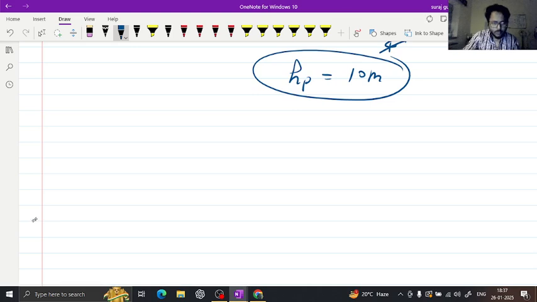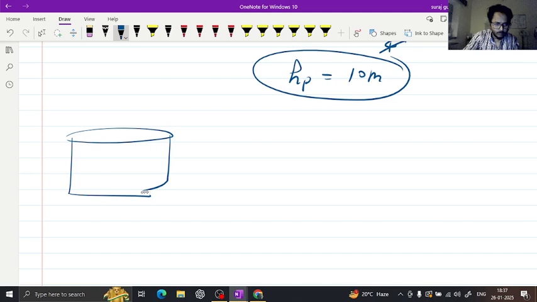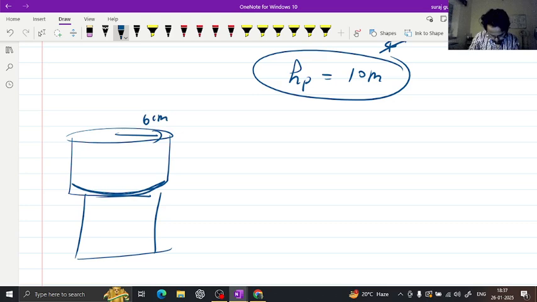Okay. Next is, someone has made a scale model of a water tower of another locality. The radius of the reservoir in the model is 6 centimeter. Okay, the model must be in the same ratio. So the radius of the model is 6 centimeter, and its volume is 216 centimeter cube.